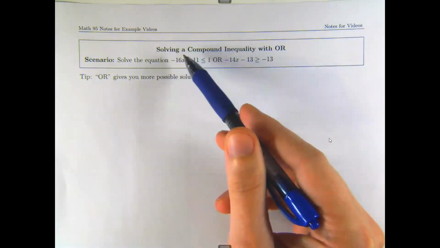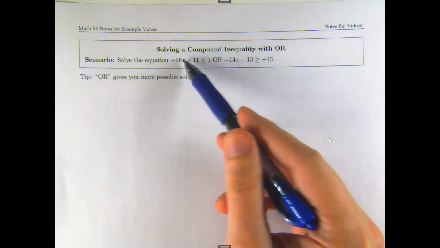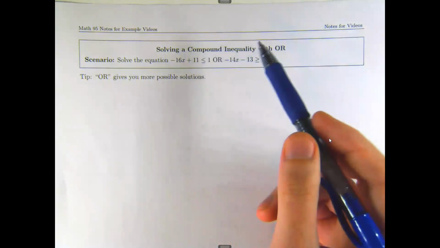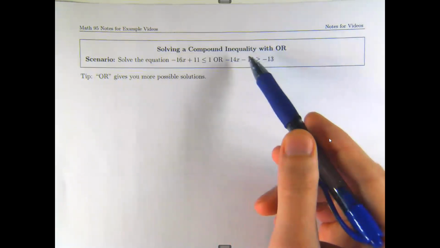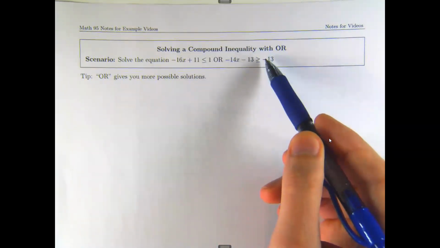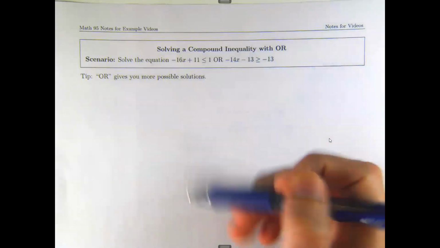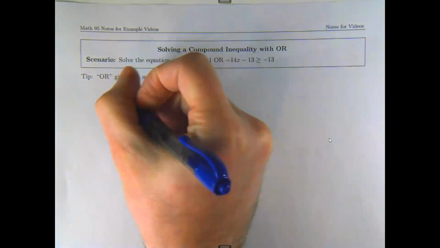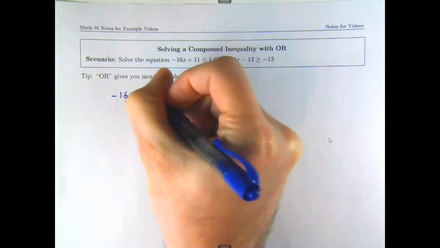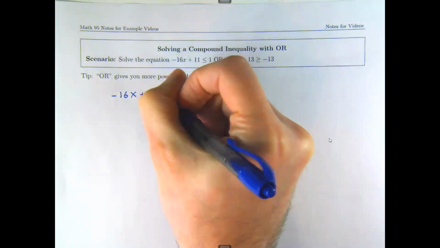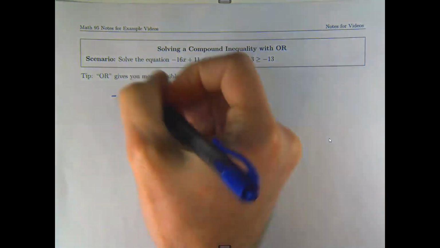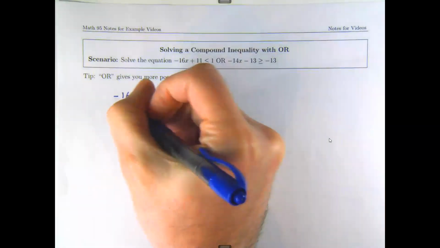So if any value of x causes negative 16x plus 11 to be less than or equal to 1, or if negative 14x minus 13 is greater than or equal to negative 13, either of those things are considered a solution. So I'm going to solve these things separately. I've got negative 16x plus 11 is less than or equal to 1. I'm going to start by subtracting the 11 from both sides.